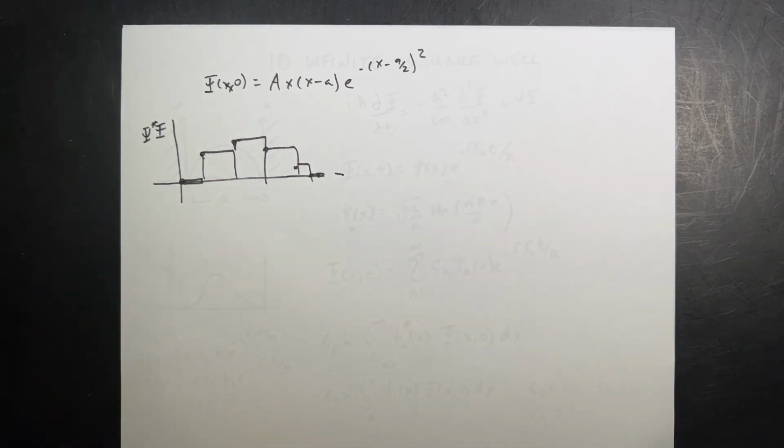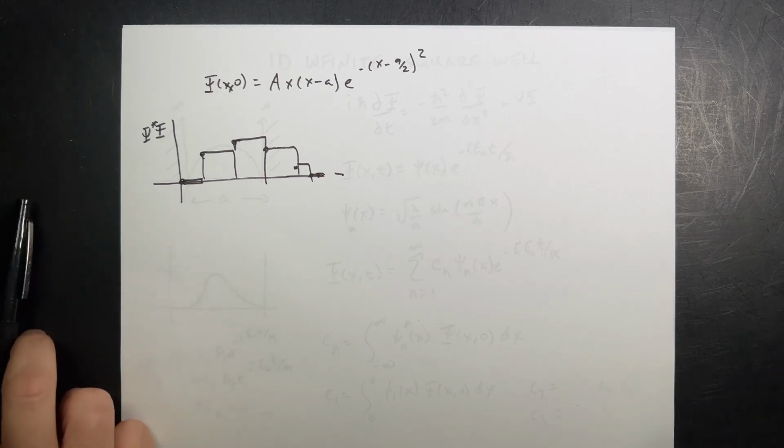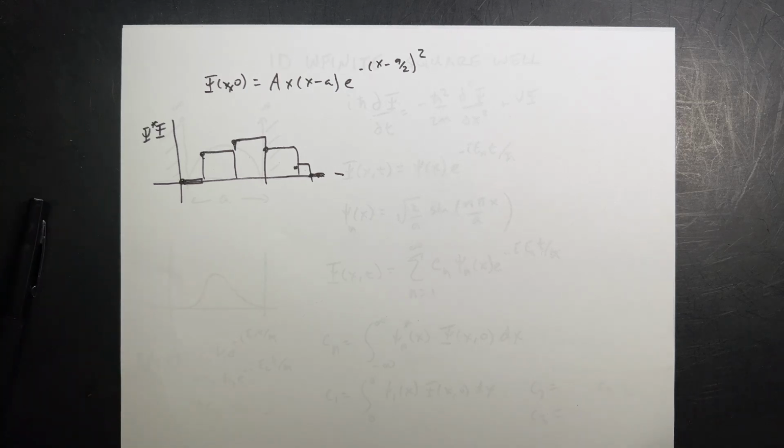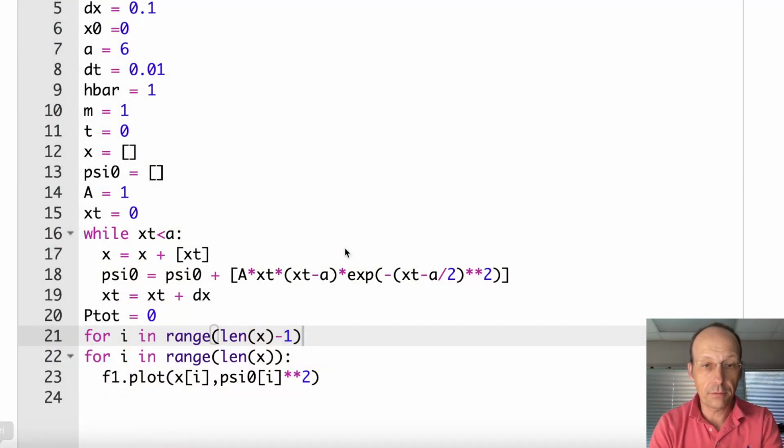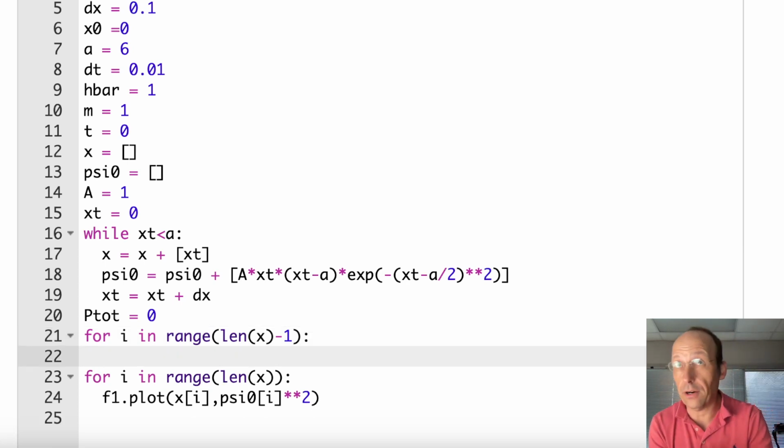But I want to be legit. Okay, so I want to do one less. I want to do my sum over one less of my data points. And that's why it's length of x minus 1. Colon. And now I'm just going to calculate the sum over that box and add it to p total.